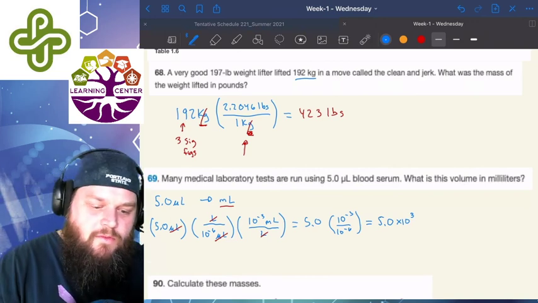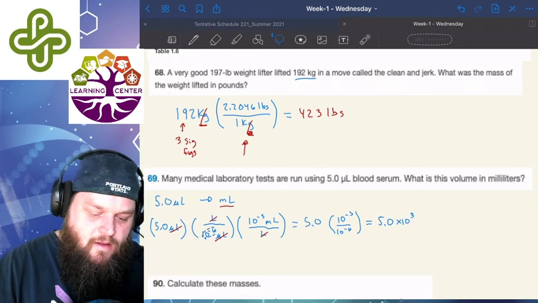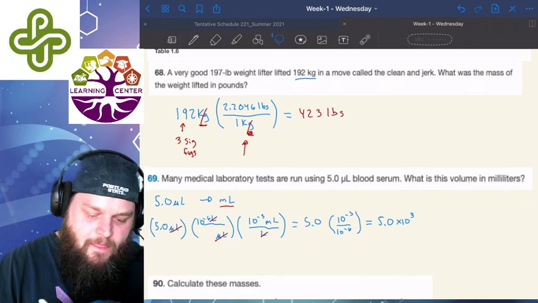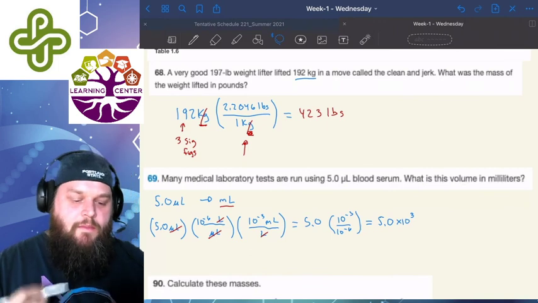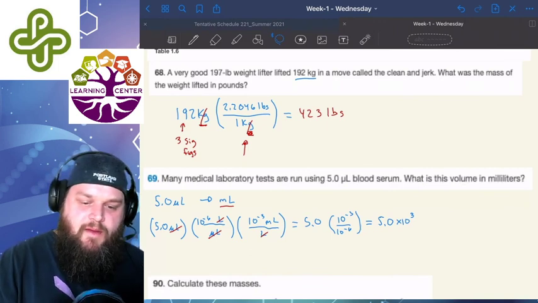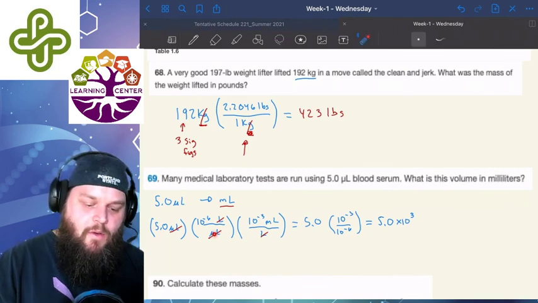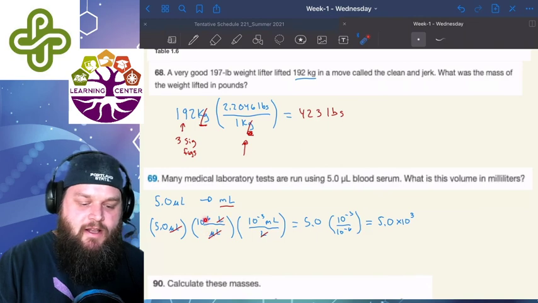You know what? I did this wrong. I am sorry. This should be up here. Okay, let me correct myself now. So 1 microliter, this is my mistake, just talking too fast, 1 microliter is equal to 10 to the negative 6 liters.